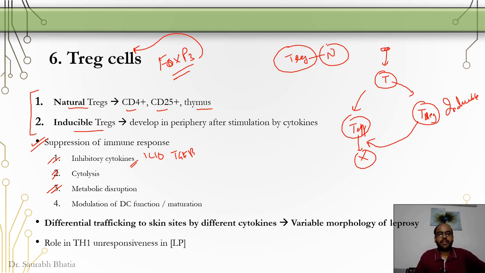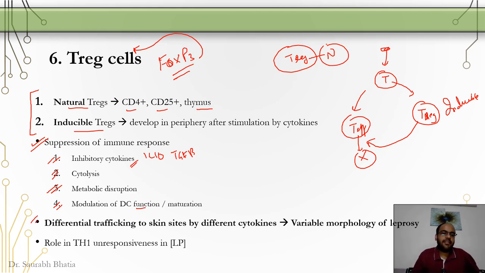Fourth is modulation of dendritic cell function and maturation. Remember that dendritic cells are very important antigen presenting cells, and the regulation of these cells will lead to decreased antigen presentation, decreased immune activation.